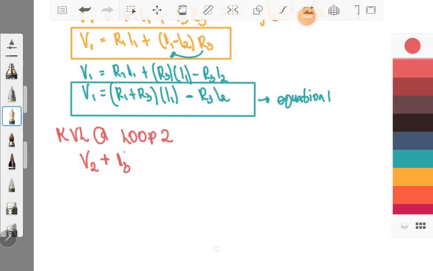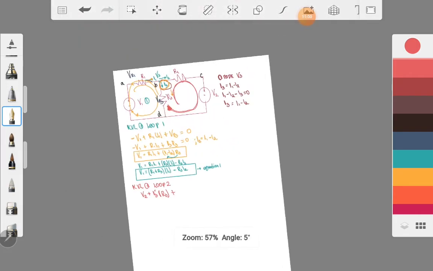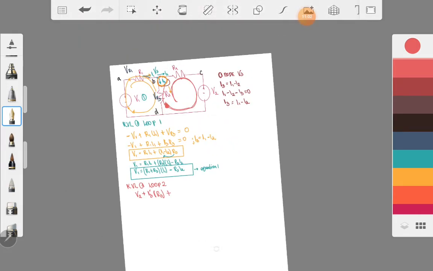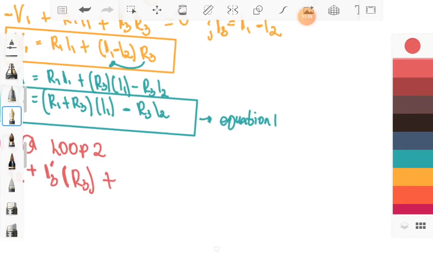I3 prime multiplied by R3 plus your R2 multiplied by I2. Pumasok, hindi walang given, pero take note na with the flow siya ng current. So, therefore, positive yan. R2, I2.